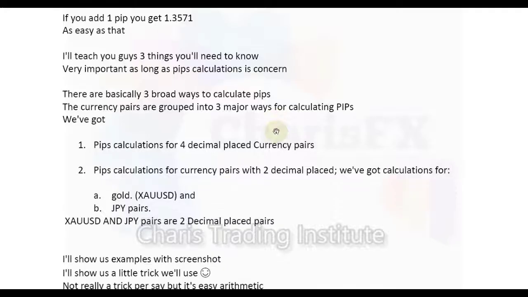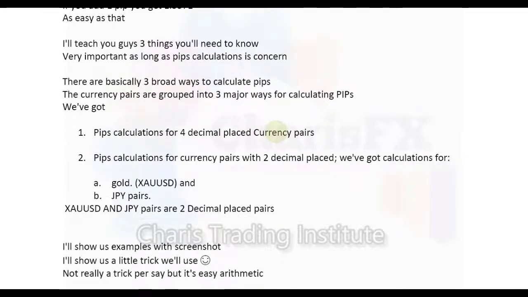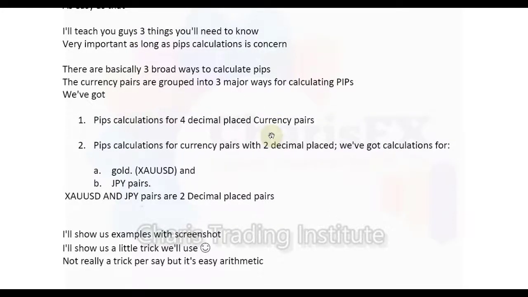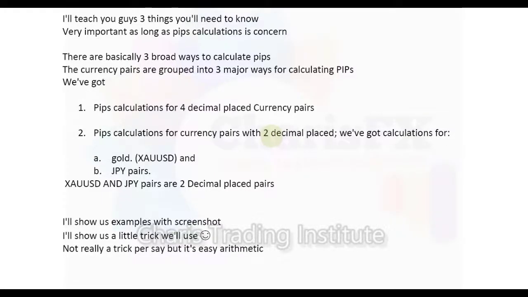Now I'm going to teach you 3 things you need to know, especially in calculating PIPs. Number 1 is that currency pairs are actually grouped into 3 major ways for calculating PIPs. Number 1 is PIP calculations for 4 decimal place currency pairs. Number 2, we have PIP calculation for currency pairs with 2 decimal place numbers. You need to know that they are actually different.